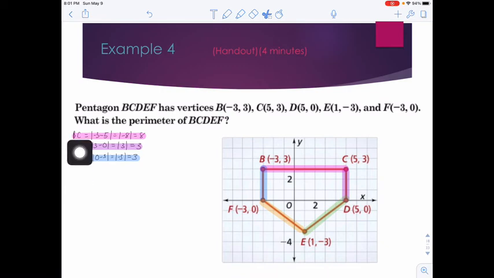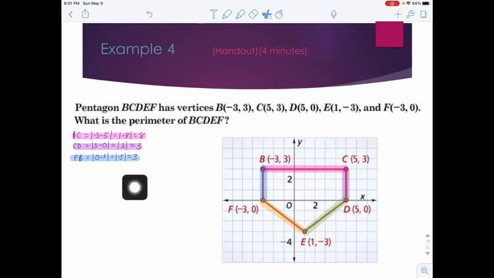For BC, we have a horizontal line segment, so we can use the x values -3 and 5 to get the absolute value of -3 minus 5, which is the absolute value of -8, or 8. The length of segment BC is 8. To find the length of segment CD, we have a vertical line segment, so we use the y values 3 and 0. The absolute value of 3 minus 0 is 3. So the length of segment CD is 3.